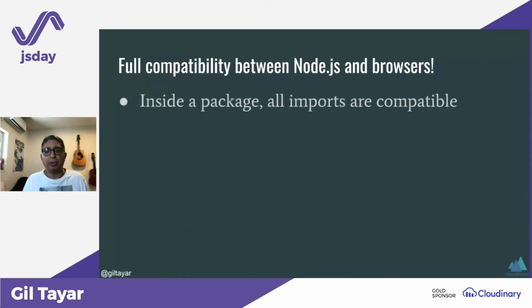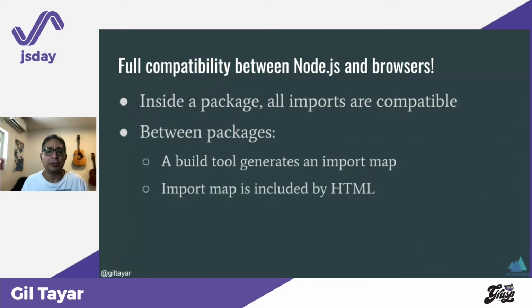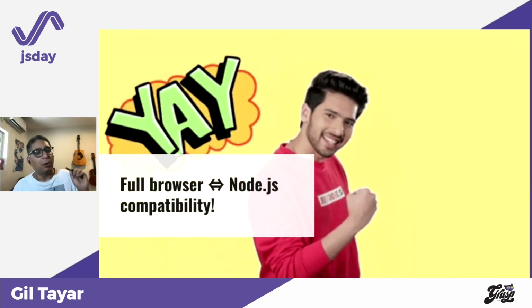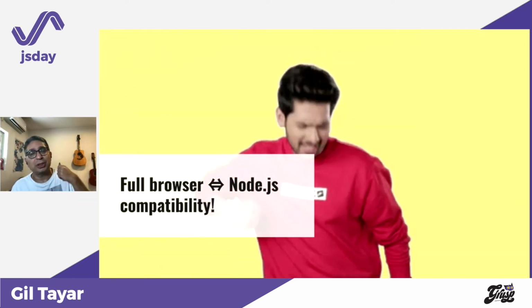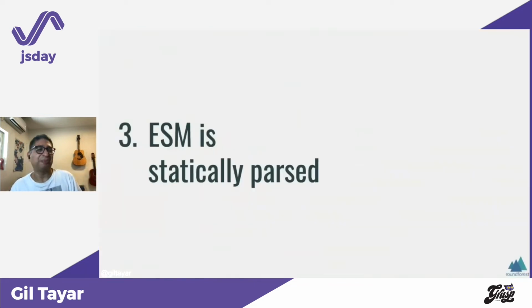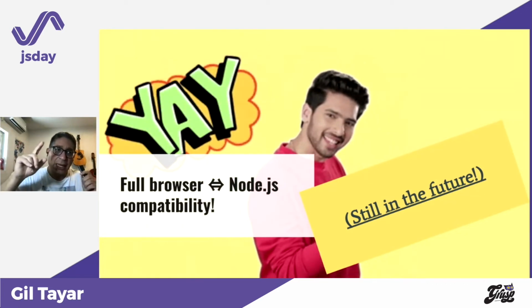Inside a package, all imports are compatible even today. And between packages, the idea is that when you npm install a package, the build tool will generate an import map, which you can use as is in the browser, included by the HTML, and boom, you get instant compatibility with no Webpack or Rollup or any other bundler. So full browser and Node.js compatibility, which has been a dream of mine for years, yay, but still in the future. But at least for Node, this is important.